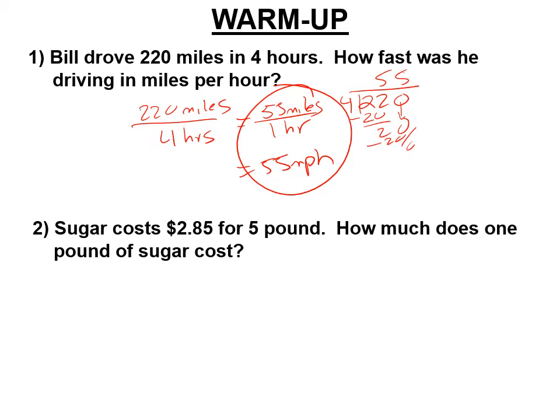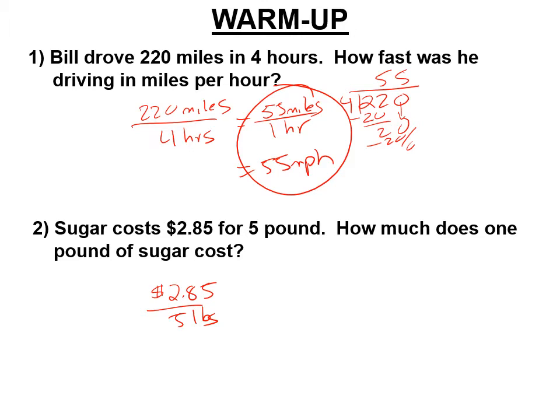Just make sure you look in the test about how I want the answer written. Do I want it as a fraction, showing 55 miles in 1 hour, or can you write it the other way, 55 mph? Sugar costs $2.85 for 5 pounds. How much does 1 pound of sugar cost?